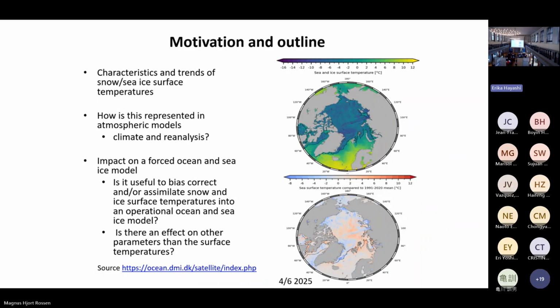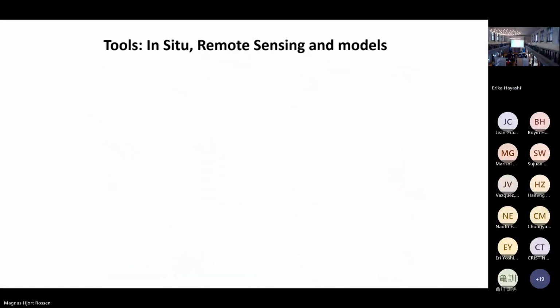These two images are from DMI Ocean. The top is the surface temperatures, the mix of ice and ocean temperatures, and the bottom is the difference compared to a climatology of the last 30 years. The difference is very much based on weather systems passing by, so I wouldn't expect a real trend, which is also the case here.